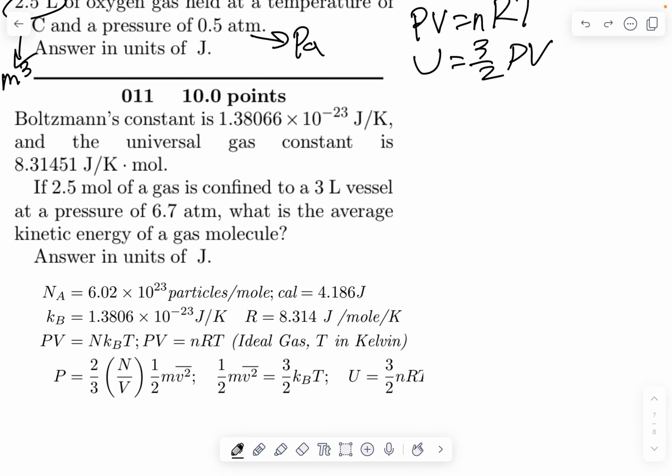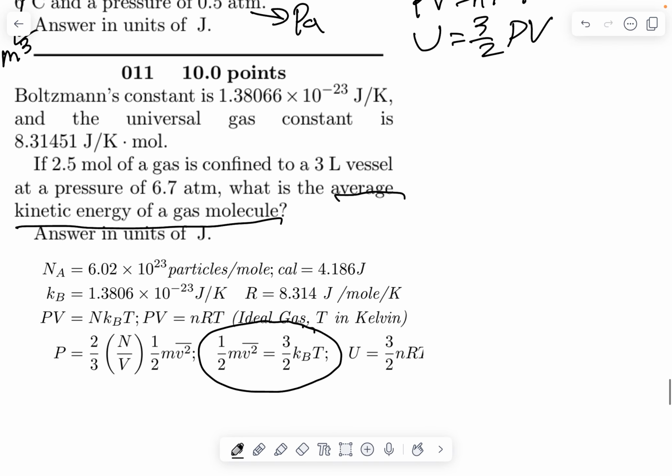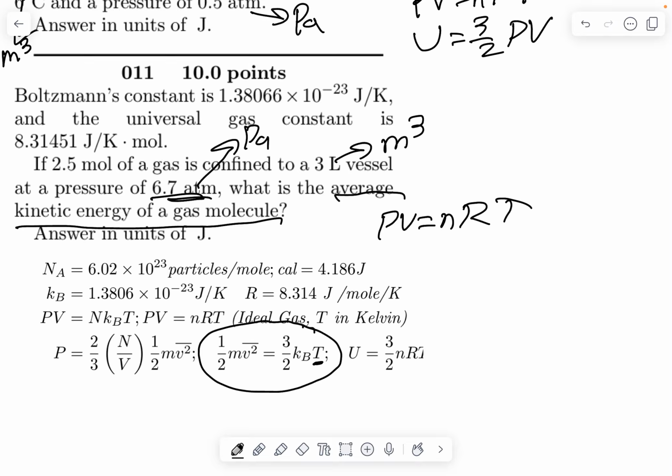Okay, so for number 11, we're looking for the average kinetic energy of a gas molecule. So if you're looking for the average kinetic energy, it's going to be this one right here. So then you just do it. Again, we're not given temperature, so you have to use the ideal gas law to find temperature. I trust you all can do that. Just make sure that, again, ATM you convert to pascals, and liters you convert to cubic meters. So you'll find temperature using the ideal gas law, and then you can put that temperature into our equation, and then you will solve for average kinetic energy.